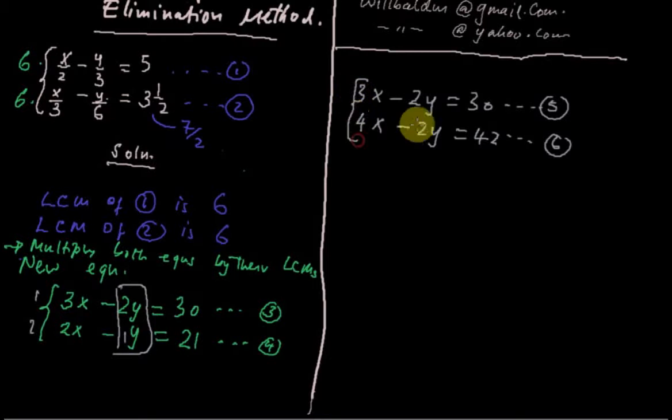Alright, now I have the same coefficient and the same sign. If I have the same sign, I normally subtract. If I have different signs, I add. So as long as I have the same signs, I subtract equation number 5 from 6, or 6 from 5. I can do either way. I can go up as well.